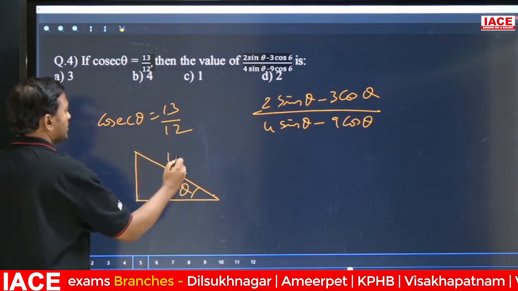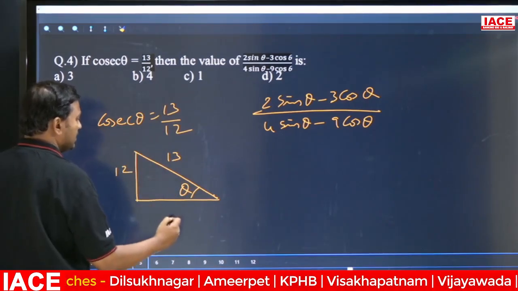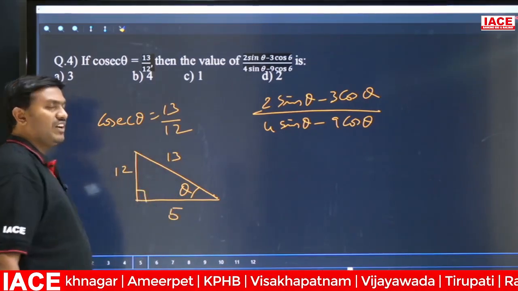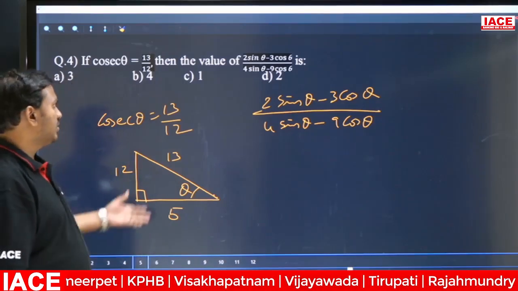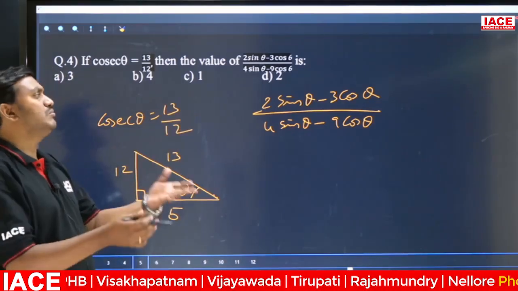So hypotenuse is 13, opposite is 12, means what is adjacent? Adjacent is 5. 5, 12, 13 is the combination. So directly we can substitute here, or we can simplify some more.